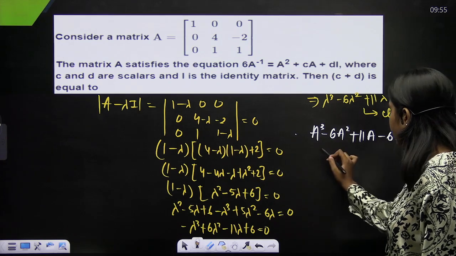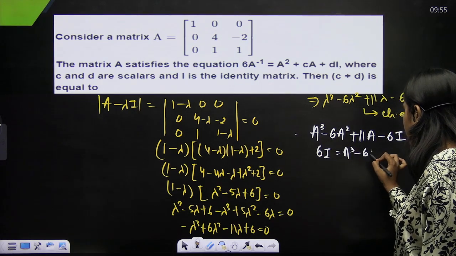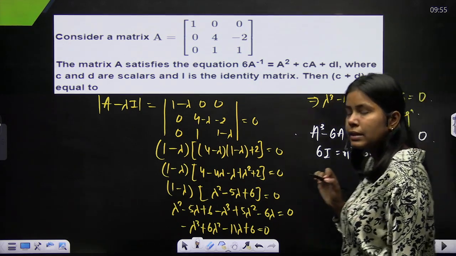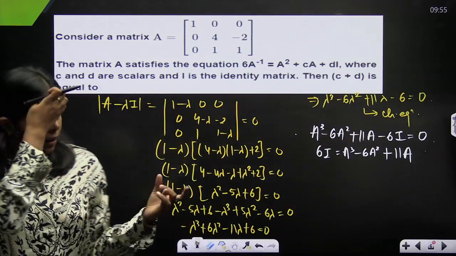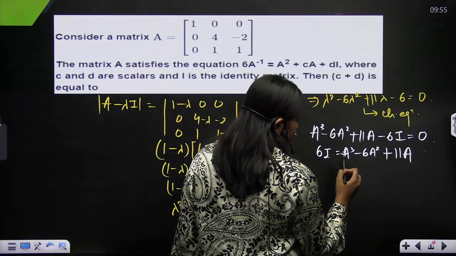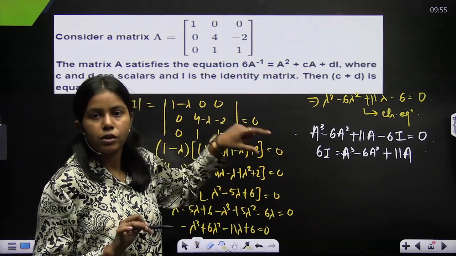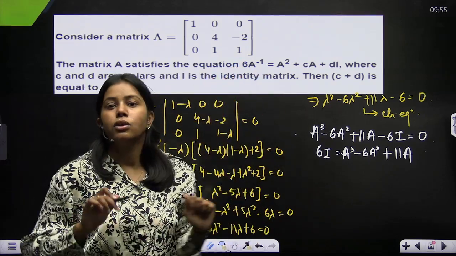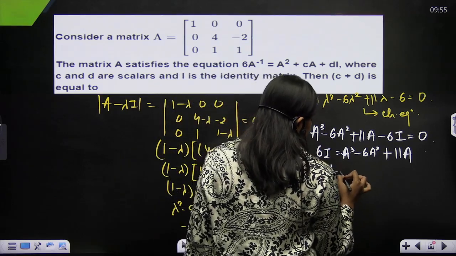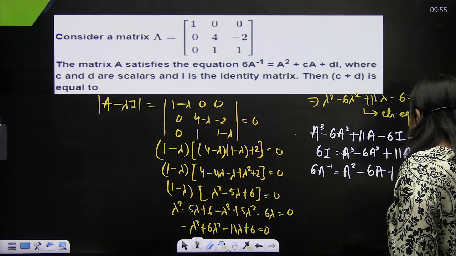I'm writing 6I on the right side: 6I equals A cube minus 6A square plus 11A. Just taking the 6I to the right side and the remaining on the left side. So I'm multiplying A inverse on both sides because the left hand side is 6A inverse. I'm converting it into that format so I can easily compare. It would become 6A inverse equals A square minus 6A plus 11I.